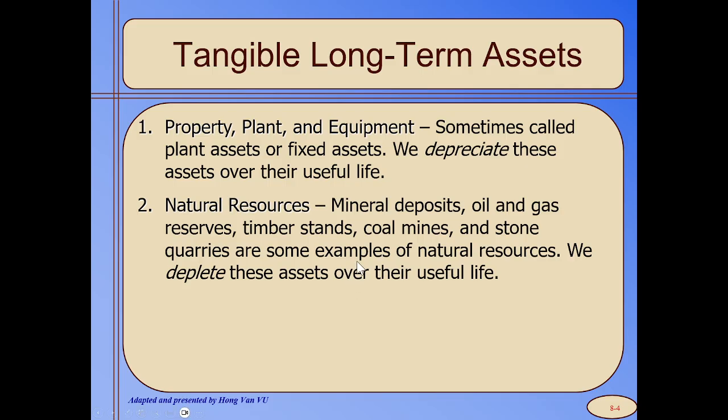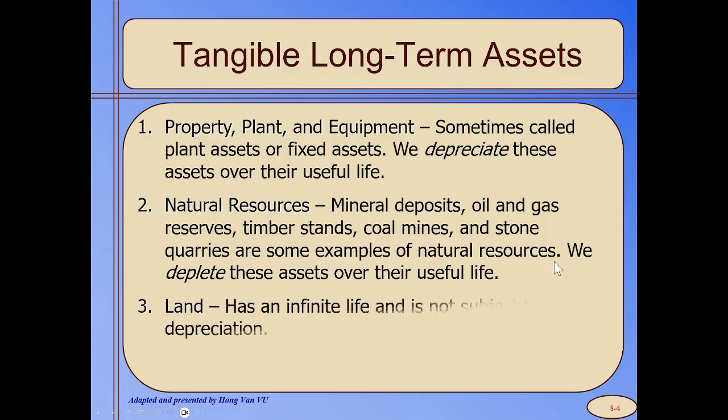Natural resources are usable assets provided by nature. Examples include oil and gas and coal deposits. The process of allocating the cost of a natural resource is called depletion. The concept is very similar to depreciation but refers to the treatment of natural resources. Land is a productive asset, but it has an infinite life and is not subject to depreciation.